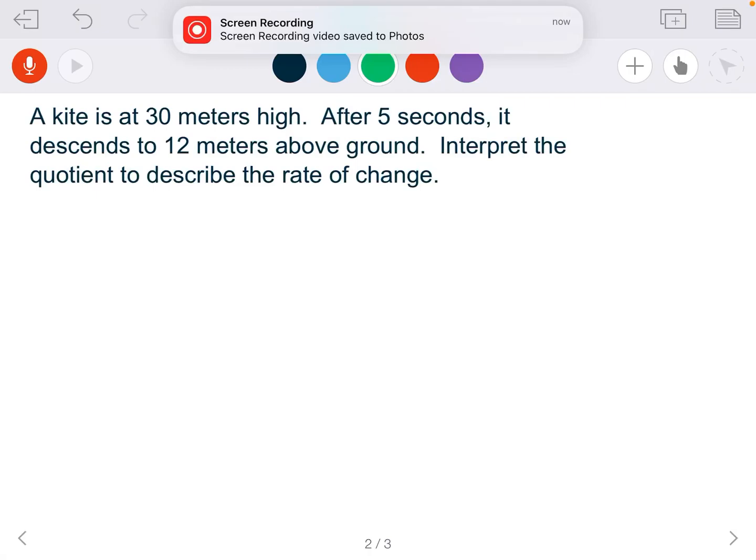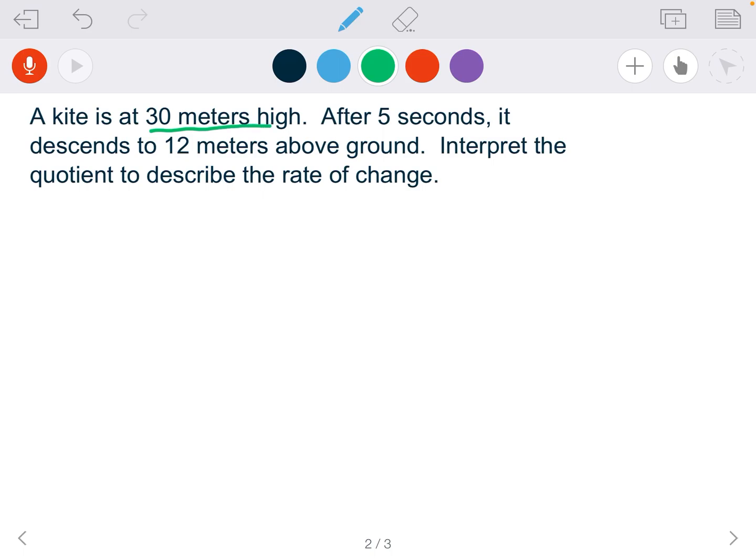Here, example 2. A kite is 30 meters high. After 5 seconds, it descends to 12 meters above the ground. Interpret the quotient to describe the rate of change. In other words, find the answer.